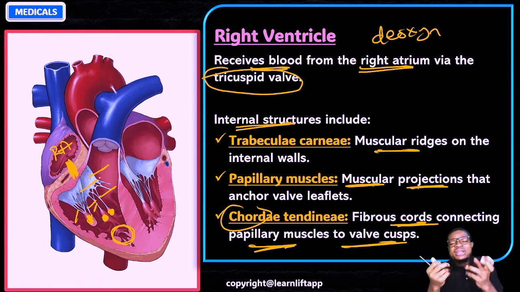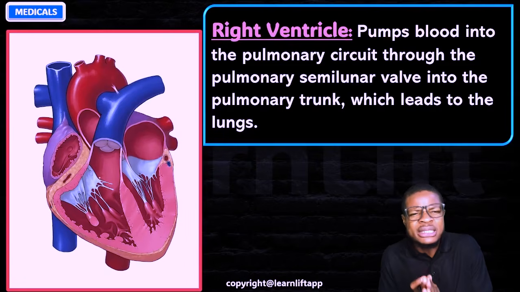So the right ventricle receives what? Deoxygenated blood from the right atrium, right? It's receiving it from the right atrium via the what? The tricuspid valve. And then the internal structure of the right ventricle has three things: the trabeculae carneae, the papillary muscles, and the what? The chordae tendineae. If you get that very quickly with me, please.